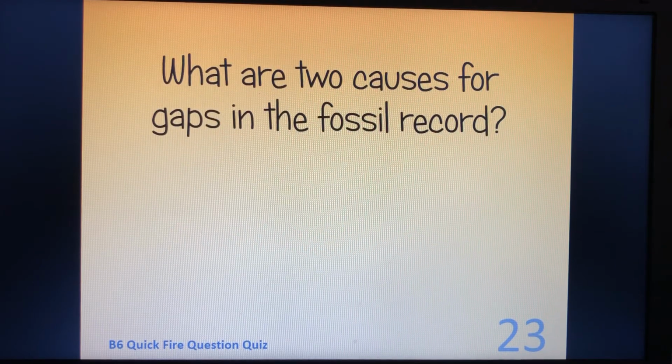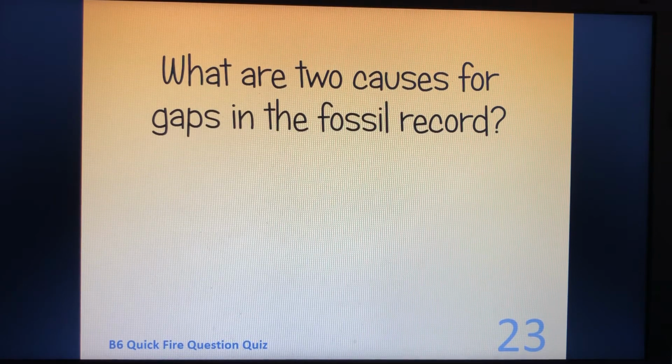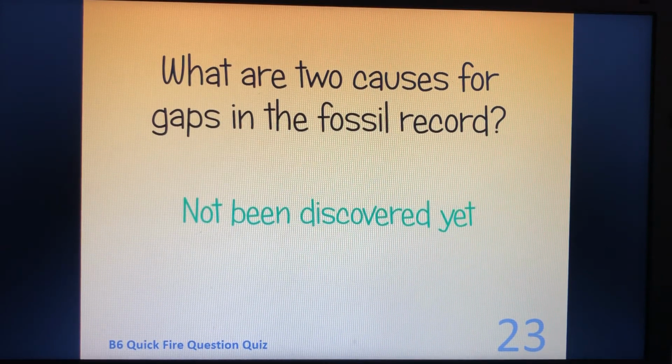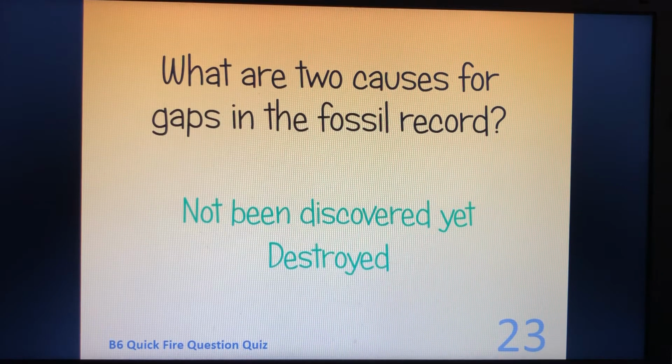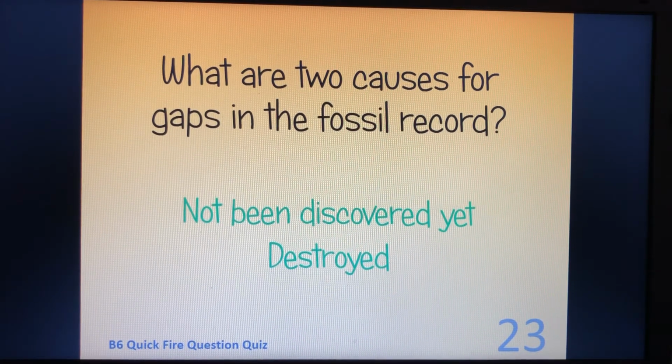Question 23. What are the two causes for gaps in the fossil record? So we might have lots of information about fossils and dated them from different periods of time. Why might we have some gaps in that fossil record? And the answer is because they might not have been discovered yet, or they may well have been destroyed, and that might be by natural disaster or construction.